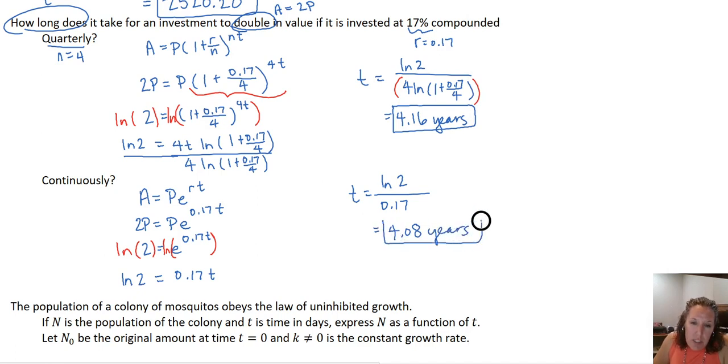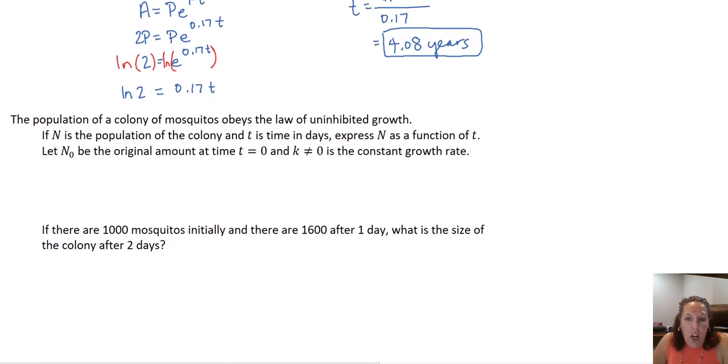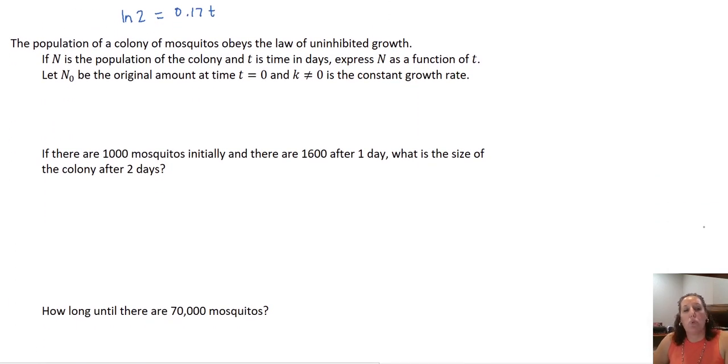So we do see that it happens a little bit faster with the continuous compounding. All right, now let's talk about mosquitoes.